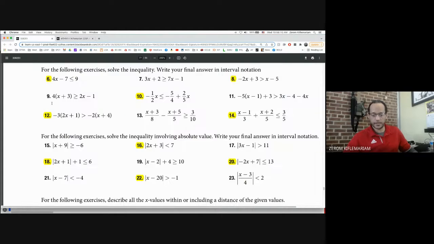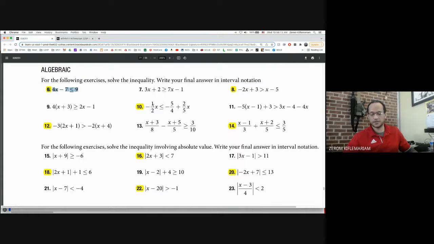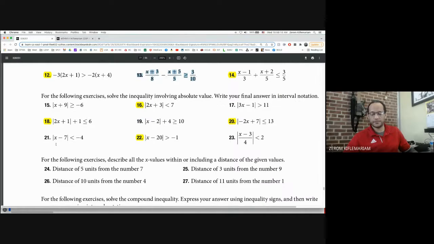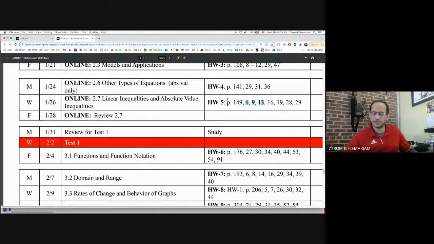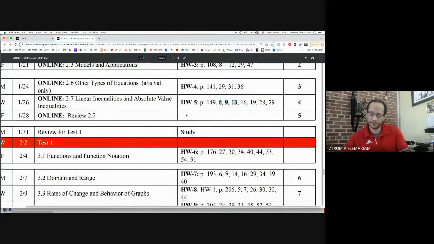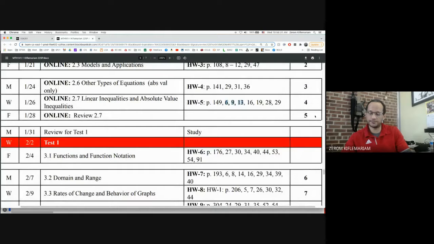Where is the book? Okay. Number 6, number 9, and number 13 should be the problems that you're going to be doing for today. The other portion should be for next class. So over here it says homework. Homework number 5 is due Friday. I'm going to change this one. Homework number 5 is going to be due on Monday.